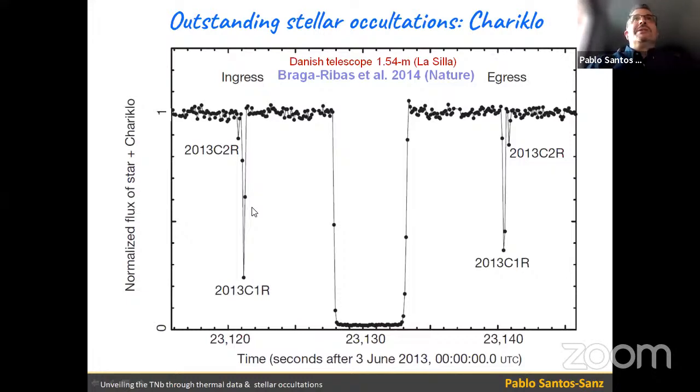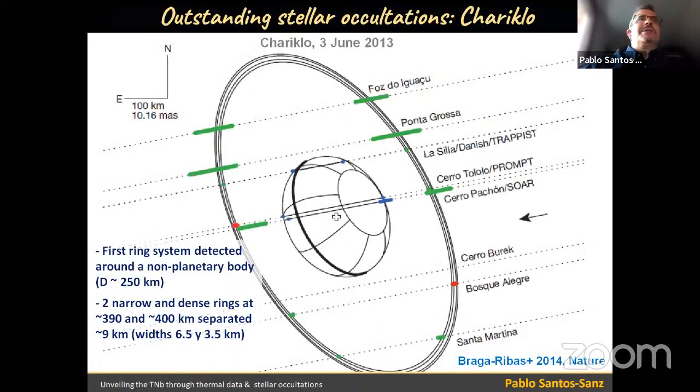This is important because this is the first time that a ring system was detected around a non-planetary body in our solar system. Chariclo itself is around 250 kilometers, and we detected two narrow and very dense rings at around 400 kilometers, separated by around 9 kilometers. You can see here these secondary drops in green that allow us to fit the rings around Chariclo.